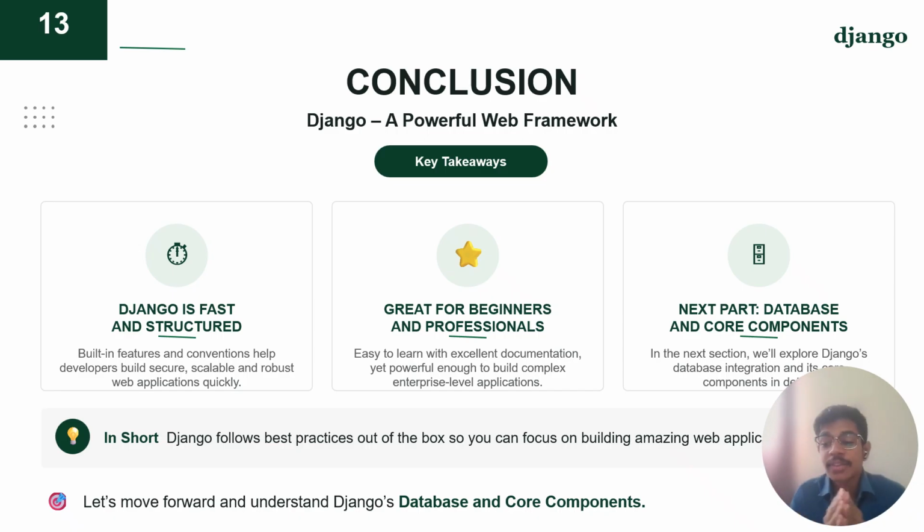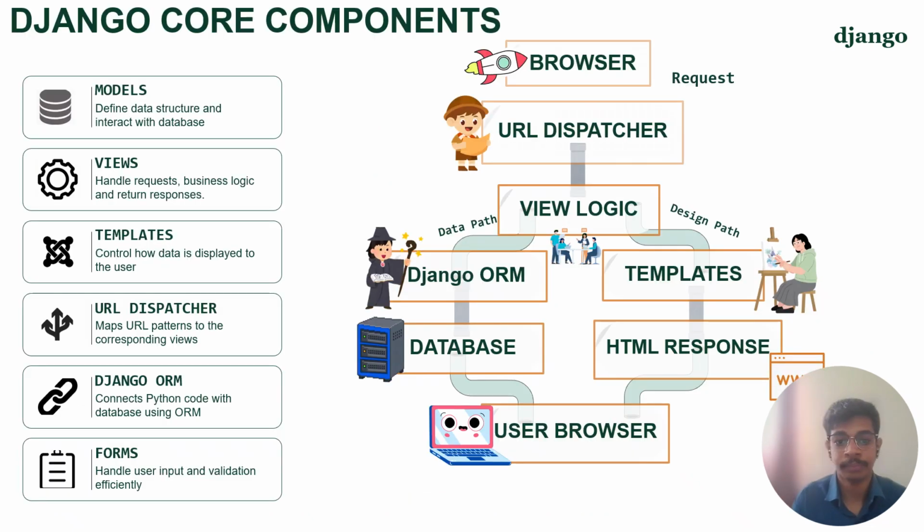Before moving to the database section, let's quickly summarize what we have learned. The first takeaway is that Django is fast and well structured. Its built-in features and predefined conventions help developers build secure and scalable web applications quickly. The second takeaway is that Django is suitable for both beginners and professionals. Beginners find it easy because of its excellent documentation, while professionals use it to build large enterprise-level applications. The third point tells us what comes next. In the next section, you will be exploring Django's database integration and core components. So far, we have understood Django's architecture. Now let's learn about models, ORMs, views, templates and other important components.